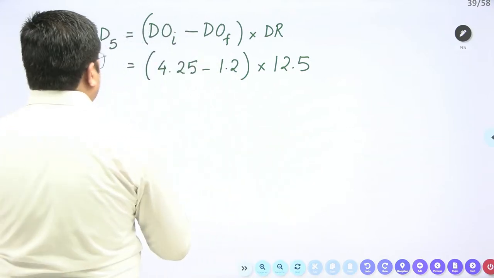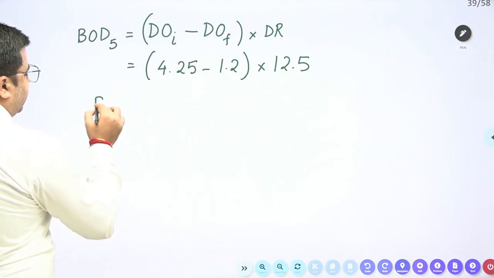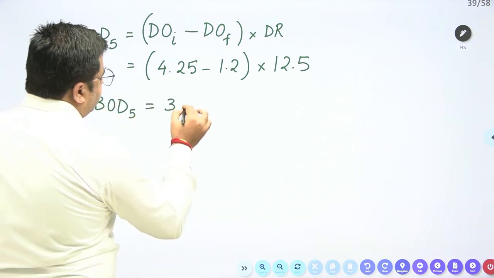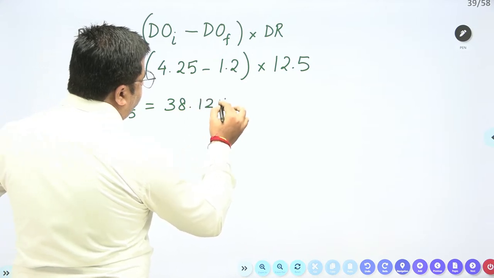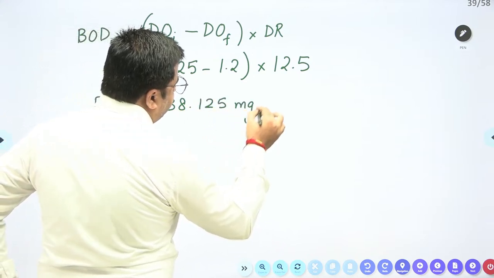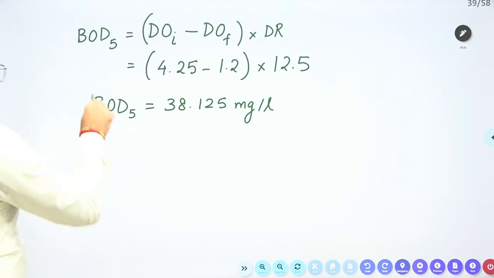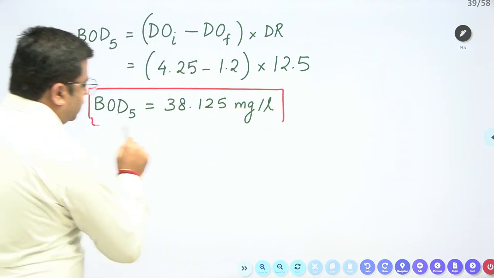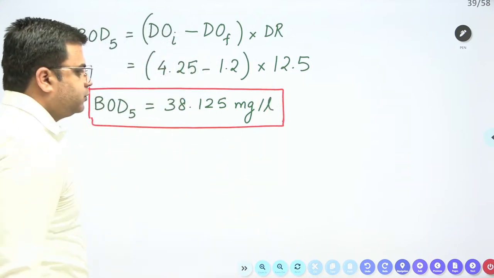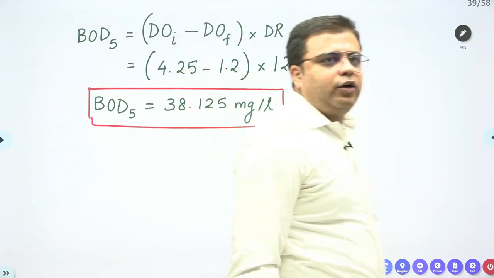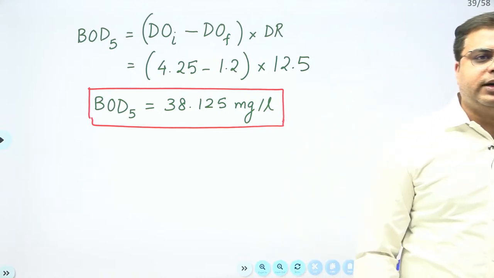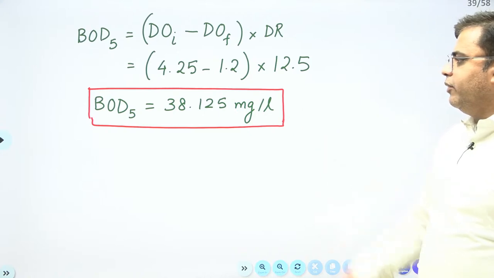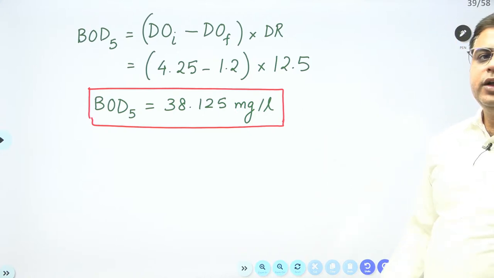38.125. Correct answer. So BOD 5 is 38.125 milligram per liter, right? Correct, Prashant, Hitesh, correct. Get me the quick answers. Okay, so 38.125 is the BOD 5 using this test.